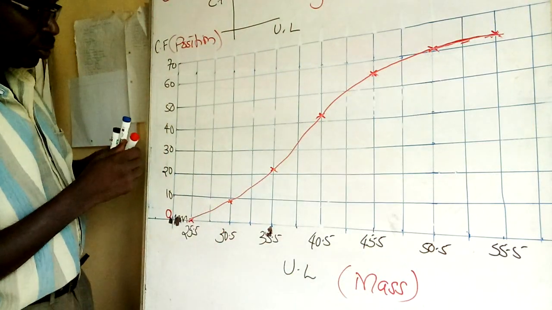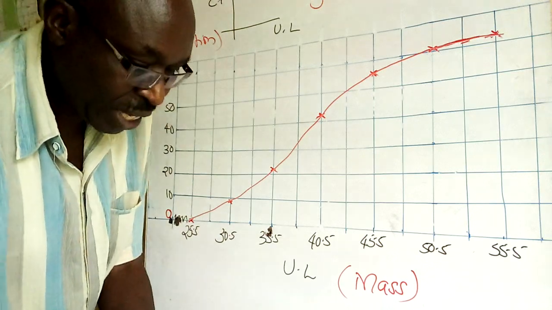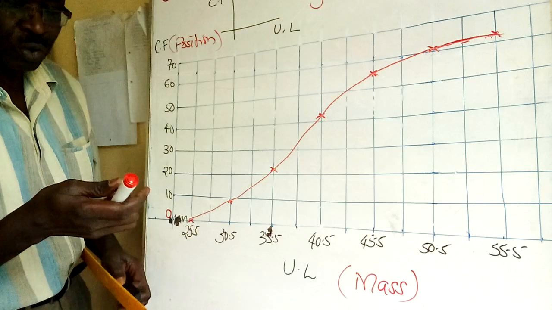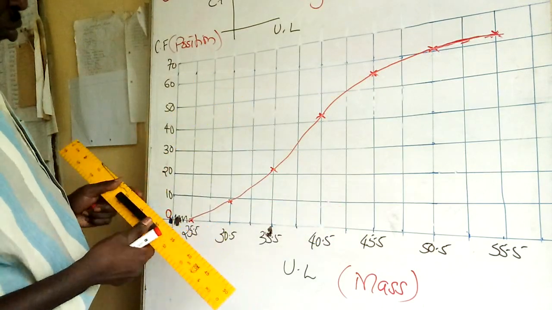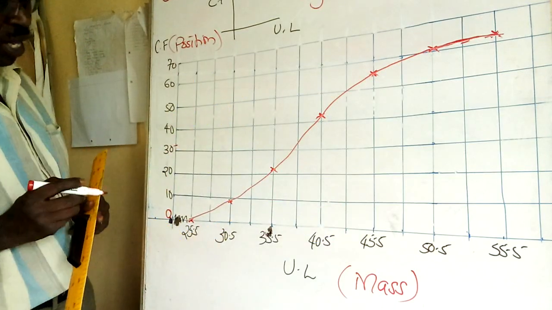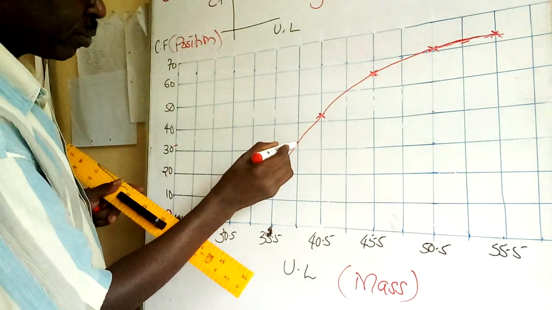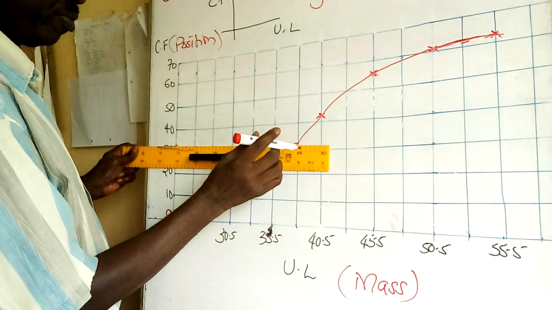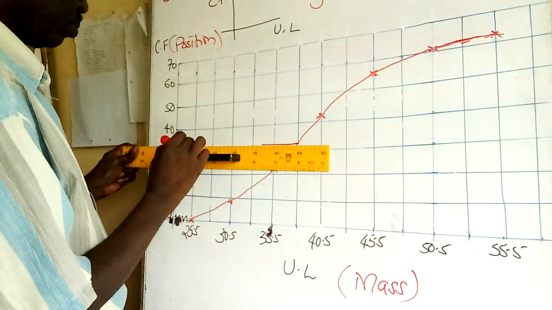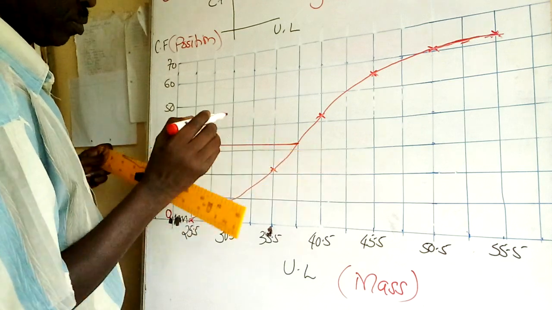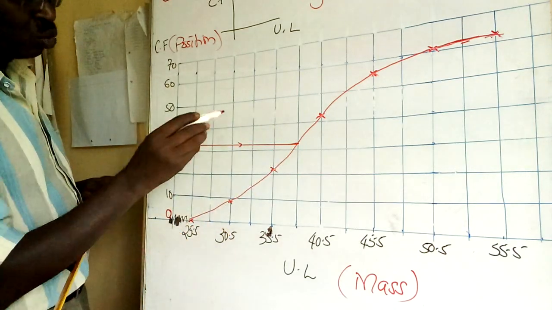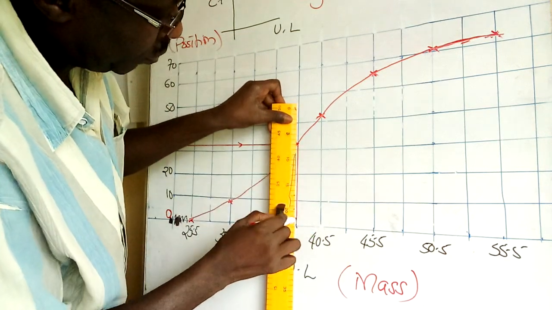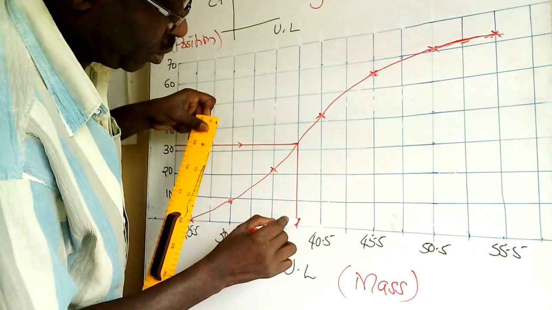So you come, you get here. Let us get 32, roughly 32. For me, it will be easier that way. So 32 could be somewhere there. Okay, just an example. You will be very precise yourself. There, 32. And then you come down. You read this.